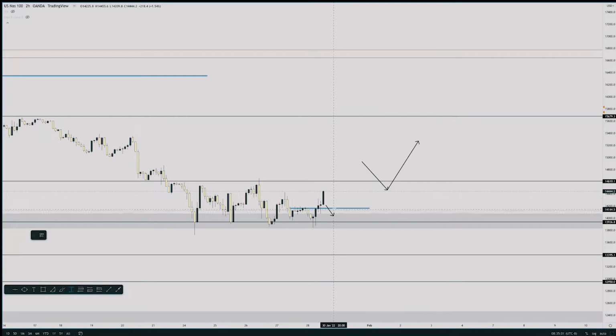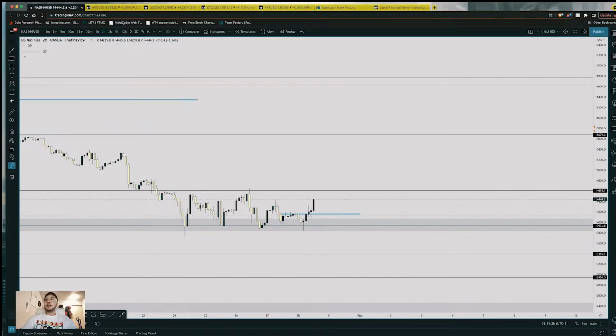Then look to close the positions at this resistance, and if this resistance breaks, look for a retest somewhere on this level or down to here, and then we can maybe target these next levels up here. But that's what I'm seeing for the Nasdaq 100. Moving on, we are going to look at the Australian dollar, AUDUSD.